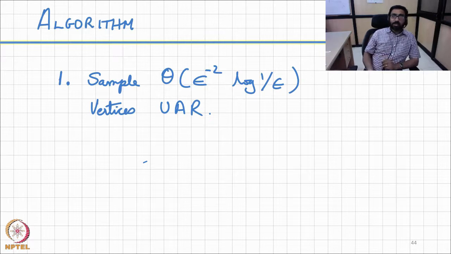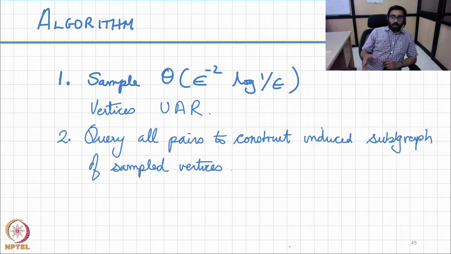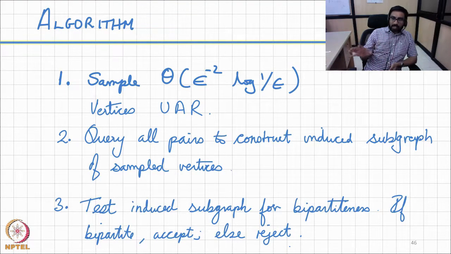So we sample these many vertices, and after we've sampled these vertices, we will query all possible pairs of vertices from this sample, and by doing that, we will construct the induced subgraph of those sampled vertices. And then we'll just test whether that induced subgraph is a bipartite graph or not. And this we can do using BFS. Remember, we have a linear time algorithm using BFS.